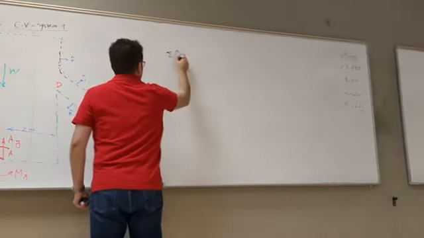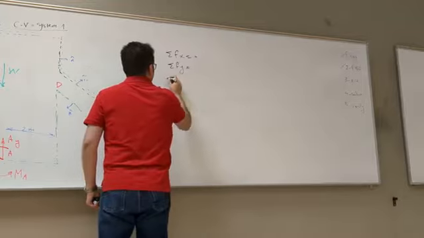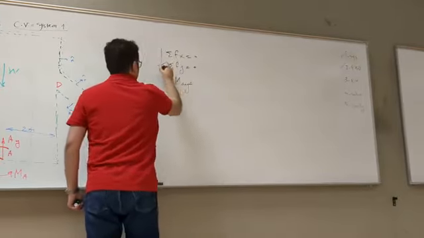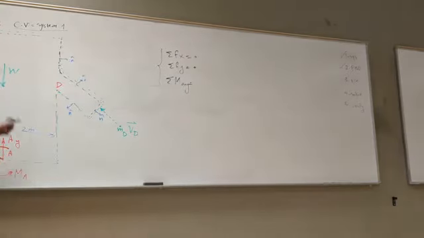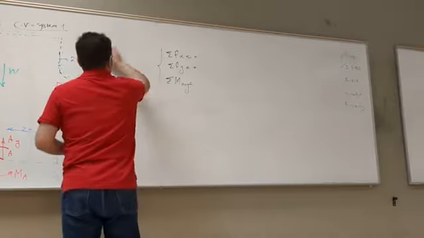Sum of forces equals 0. Sum of moments at any point is 0. Just like vector statics. You see, I converted the dynamic problem to vector statics by putting the inertial load here. So on the right-hand side, everything is 0. So let's do the first equation.